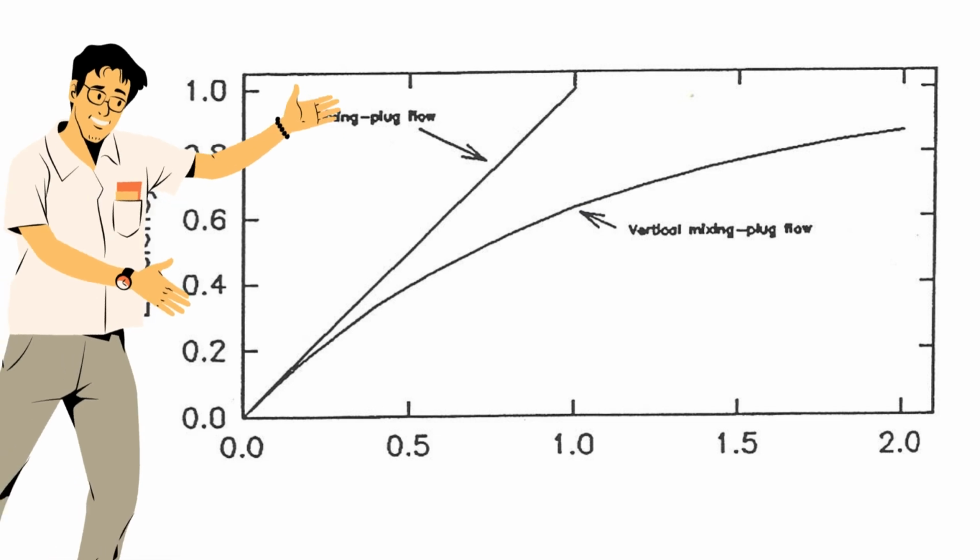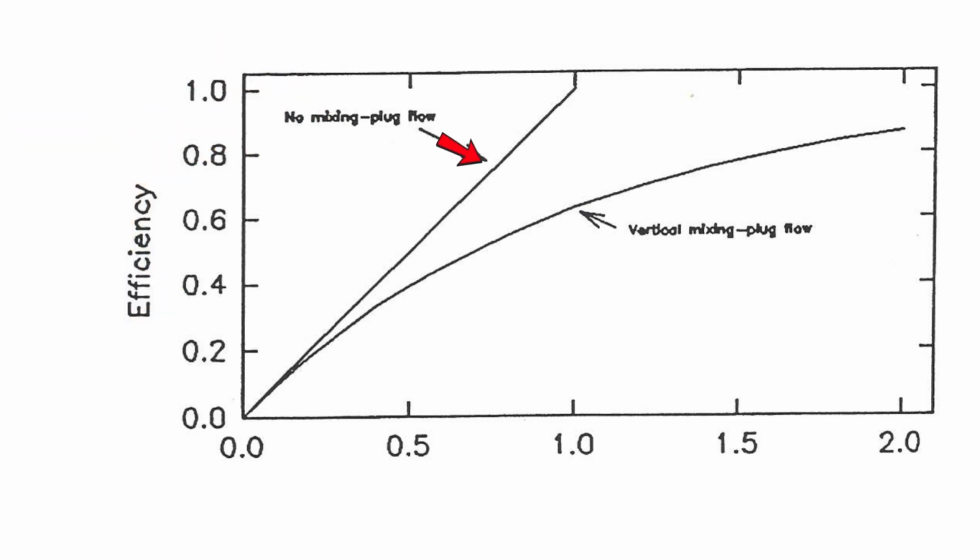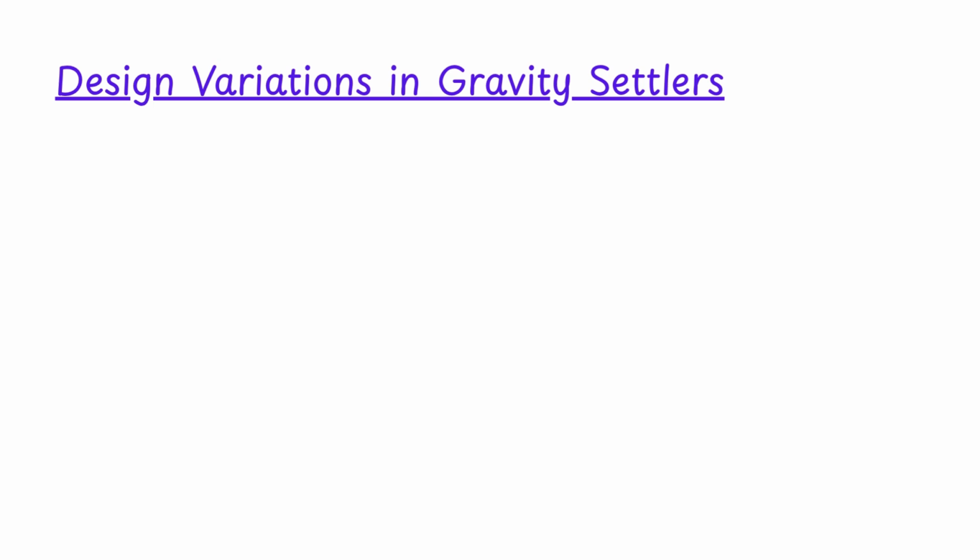Engineers use models to predict performance. In the block or plug flow model, particles have a clear, linear path. In the mixed flow model, turbulence causes mixing, so predictions are more conservative. There are several design variations of gravity settler to improve its efficiency.